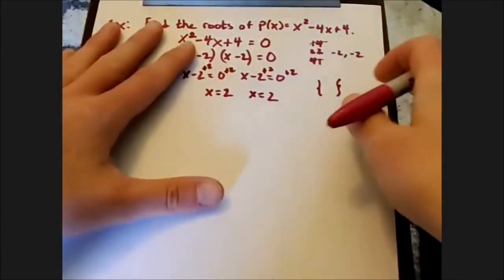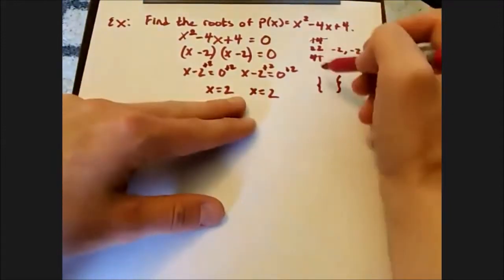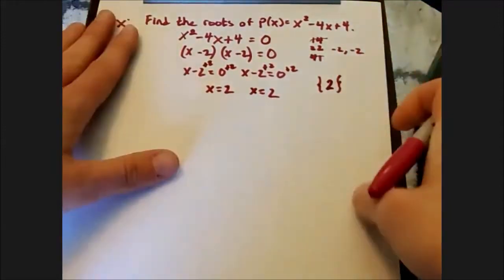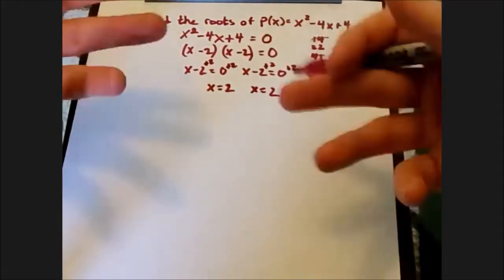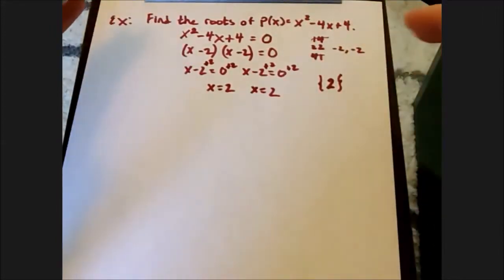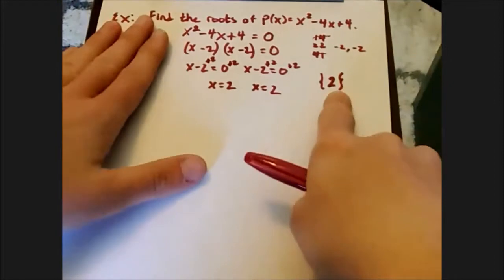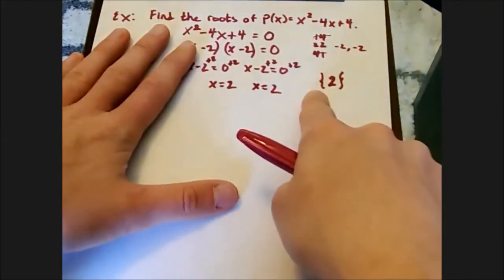Now, as far as your answer is concerned, you would never repeat the same number in a solution set. The only solution here is 2. It happens to appear twice. That can happen. I'll show you why here in a second. But if in general you have solutions that appear multiple times, like the same number, don't put 2, 2. It's going to count it wrong. Only list it one time.